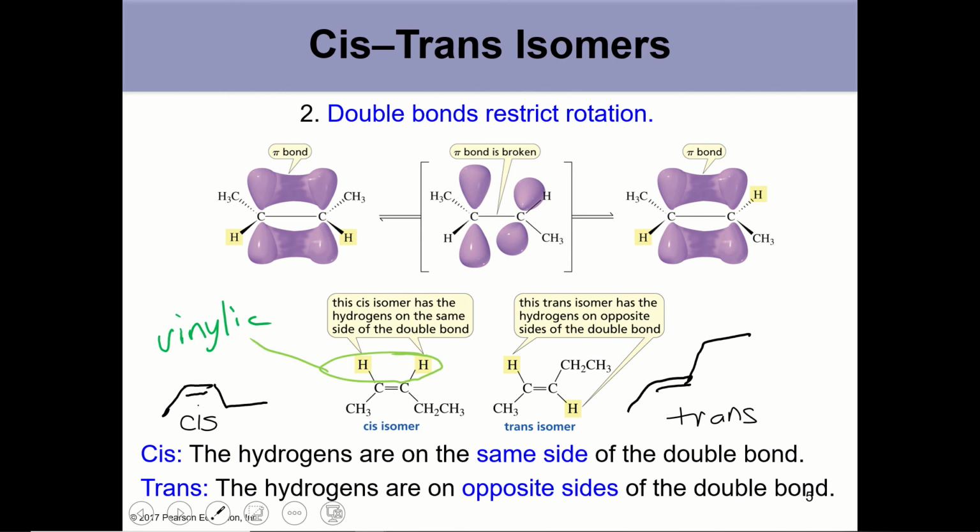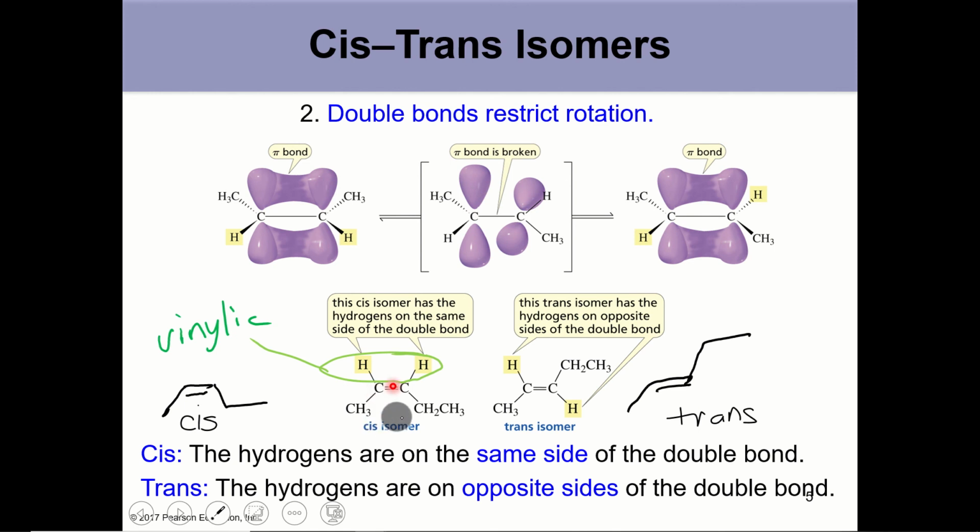Now, you can see a terminology here written in green that says vinylic. This is a very important term, and it's going to be used throughout the semester. A vinylic carbon is a double bond carbon. And a hydrogen bonded to a vinylic carbon is called a vinylic hydrogen. So the double bond carbon is a vinylic carbon, and the hydrogen bonded to the vinylic carbon is a vinylic hydrogen. Okay?